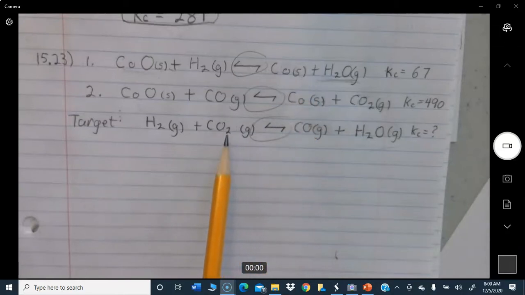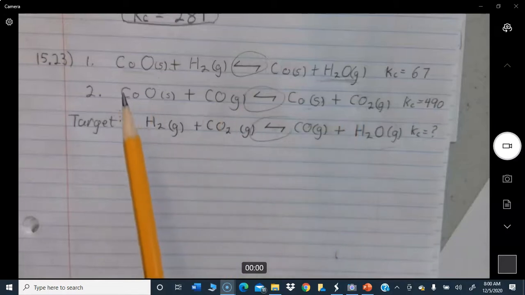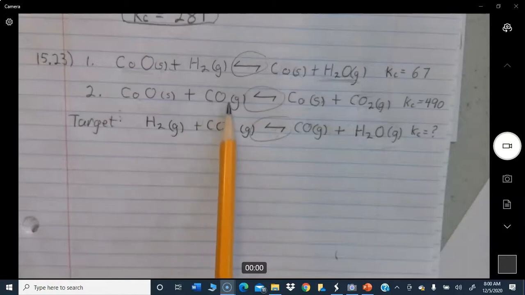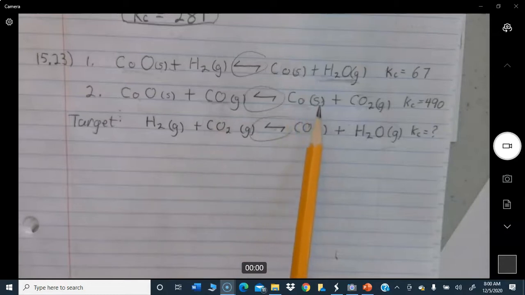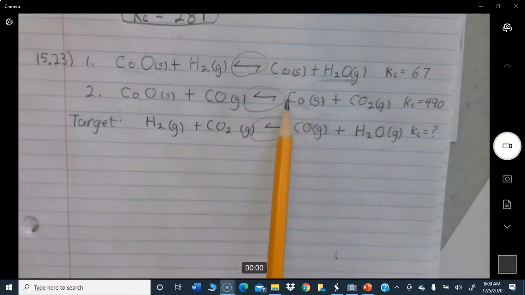For the second reaction, we see CO2 on the left side of the target equation arrow, and we see it on the right side of equation number 2. So we're going to have to turn that around. Let's also be clear of this. This is carbon monoxide. It's a carbon and an oxygen, CO. This is cobalt. The second letter is lowercase. That means it's not another, different element. It's part of the same element right there. So CO is carbon monoxide, Co is cobalt. Okay, so we're going to need to turn around the second equation.